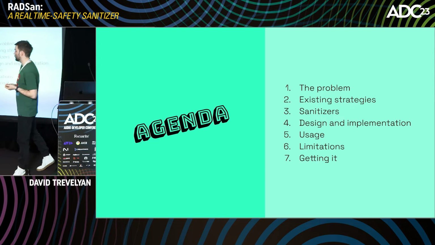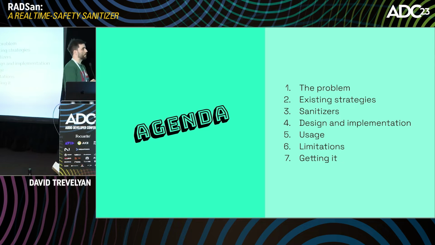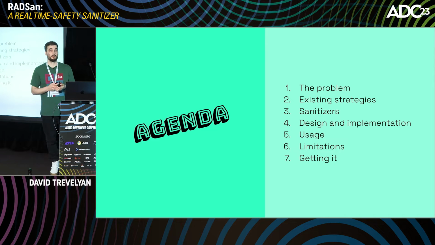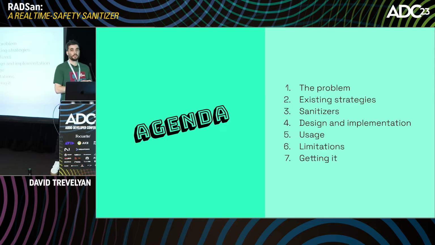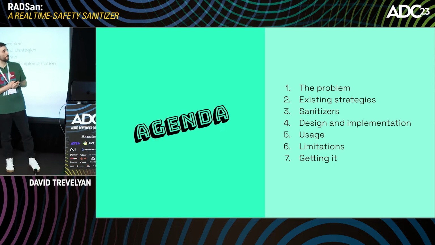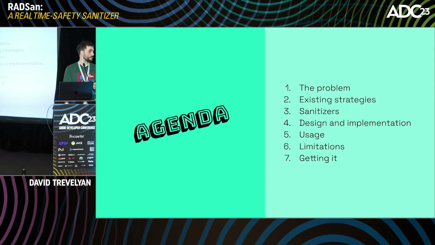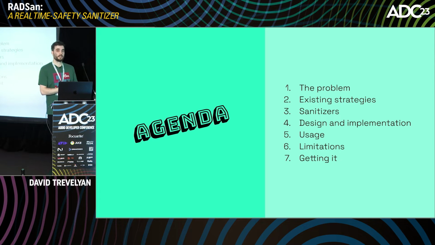So this is what we're going to be talking a little bit about today. I'm going to lay the scene a little bit, talk a little bit about the problem space and what strategies we've got already to answer the question, is our code real-time safe? I'm going to do an introduction to sanitizers, for those of you who aren't already regular users of them. At that point, I'm going to hand over to Ali, who's going to talk through the design and implementation and how we built RADSan. We're going to show you how to use it, talk a little bit about where its boundaries are, what it's limited by. And then, yeah, it's open source, so we're going to show you at the end how to get it.